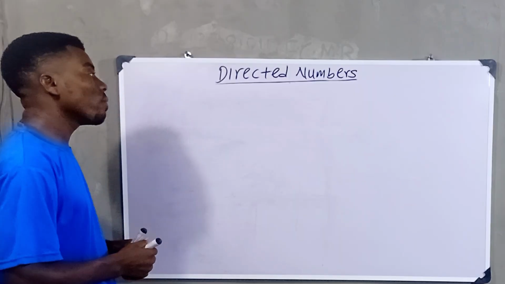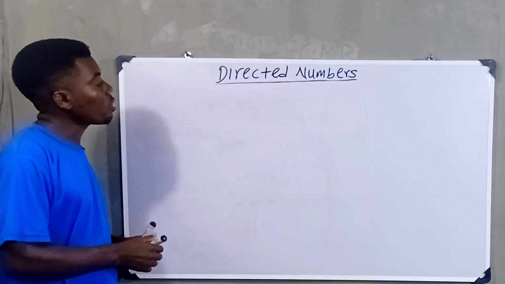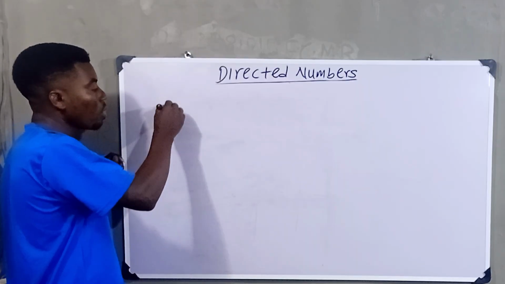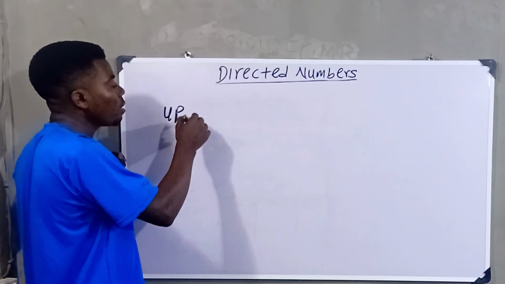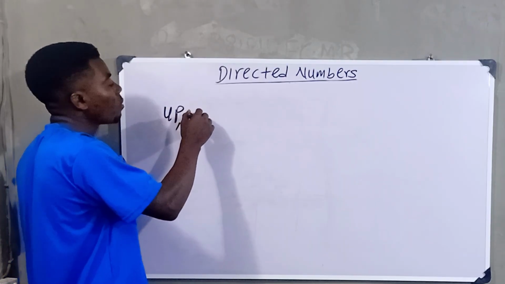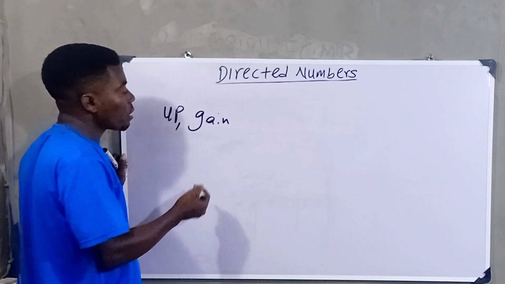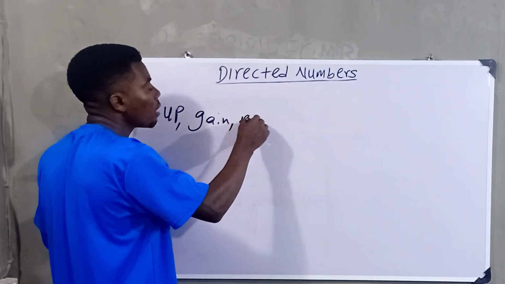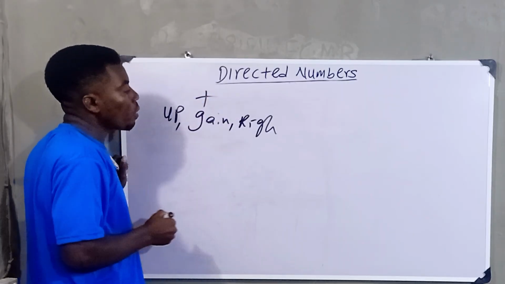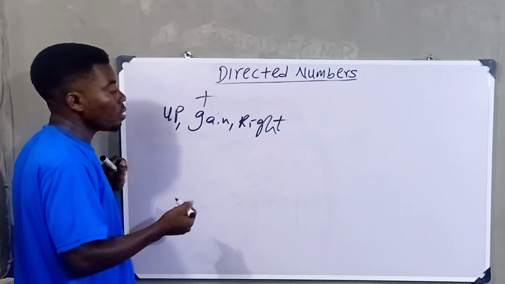So positive numbers are numbers in one direction, such as up. So up is positive, then numbers moving up, and then we can also say gain. Gain is a positive number, and then we can talk about right. So let's put plus right. So all these are positive numbers.